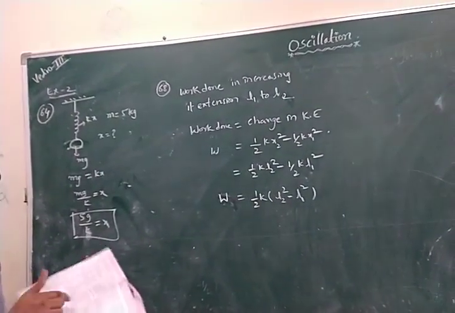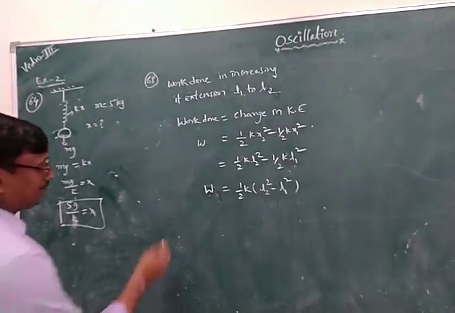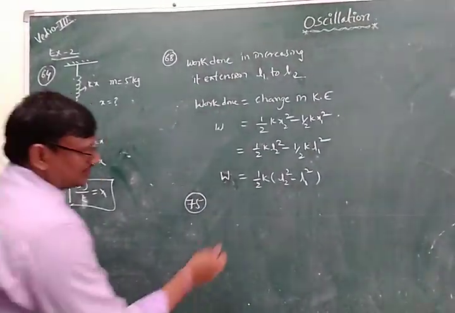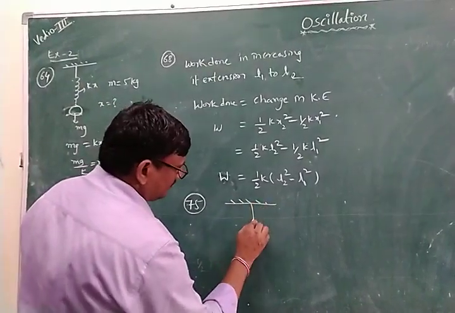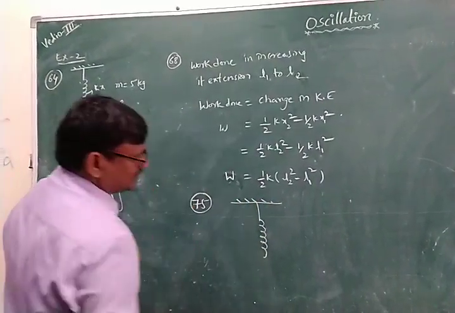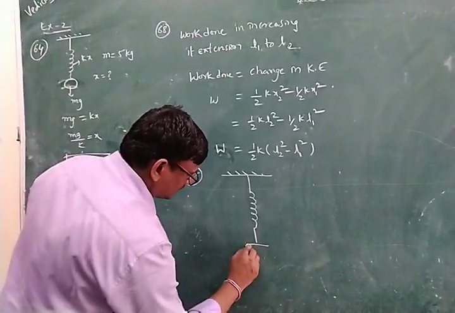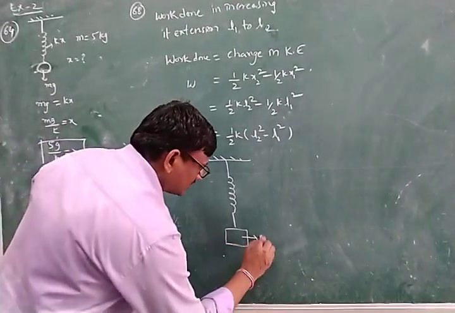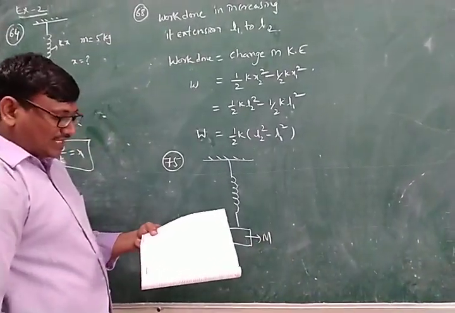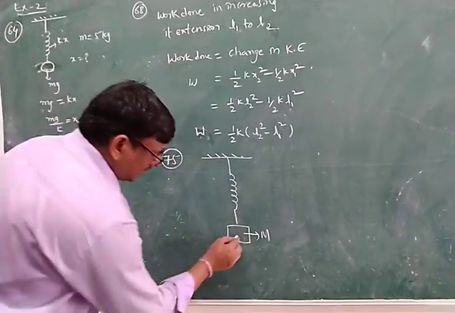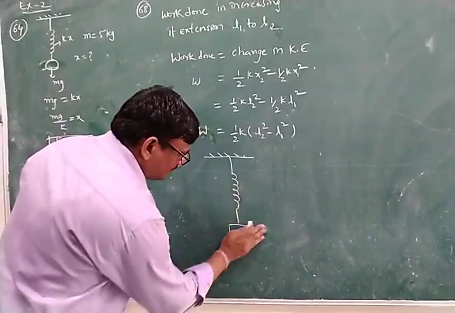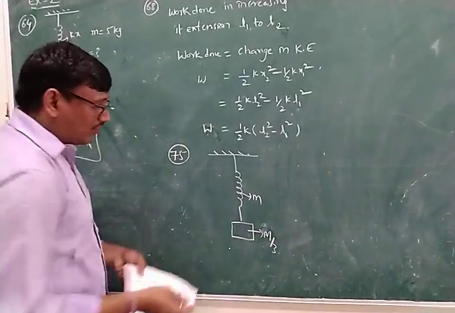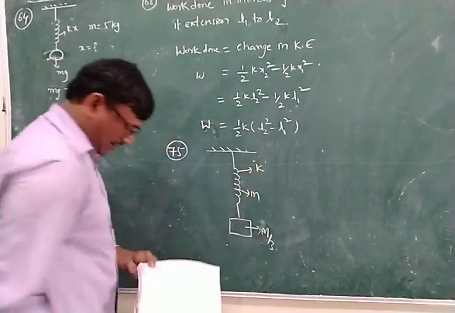Let's see the question number 75. A load of mass M. See, we consider the spring is attached to one end of a rigid support, and to the other end we can attach the mass. Now that is nothing but the load. Now the load of mass, given by capital M, is attached to the bottom of the spring, whose mass is given by m by 3, and the spring constant is given by k.